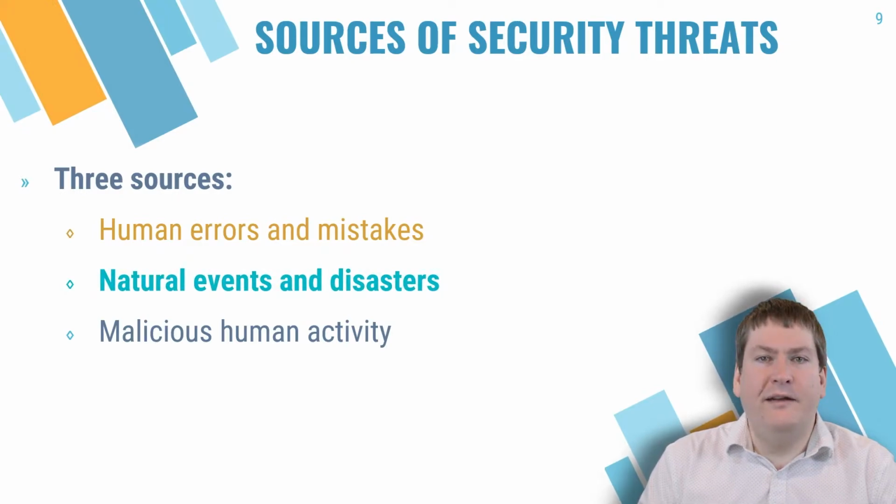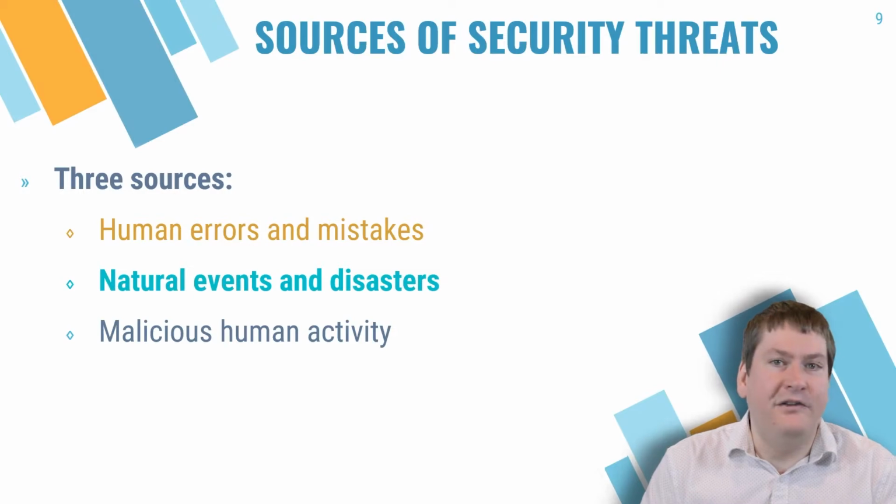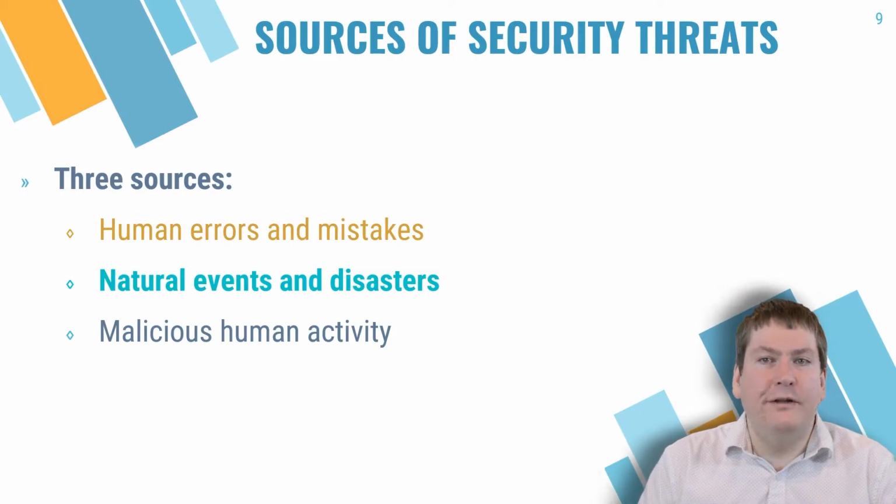The next source of threats are natural events and disasters. For example, fires, floods, hurricanes, earthquakes, tsunamis, avalanches, tornadoes, or any other act of nature. These are particularly bad as they don't just take out your data, but your physical infrastructure as well.